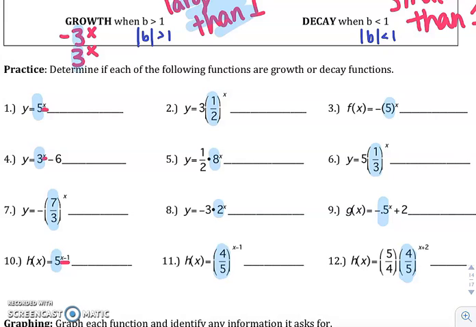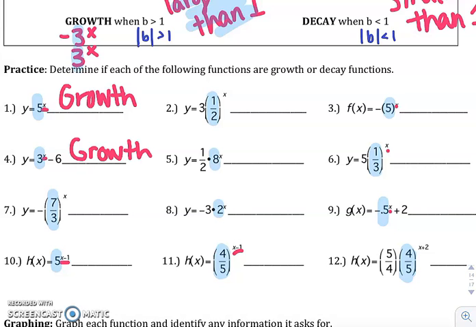So whatever is your exponent, sometimes it's in the front, sometimes it's in the back, but whatever that exponent is, the number attached to that is the base, and that determines if it's growth or decay. So number 1, y equals 5 to the x. 5 is larger than 1, so this is going to be growth. 3 to the x minus 6. 3 is larger than 1, so it will be growth.